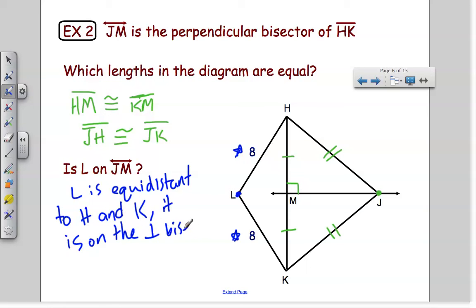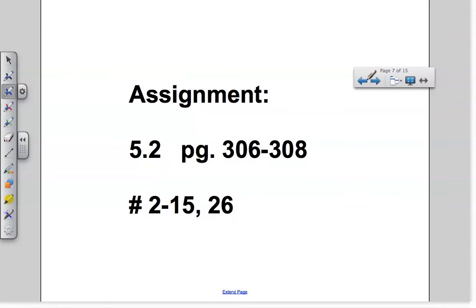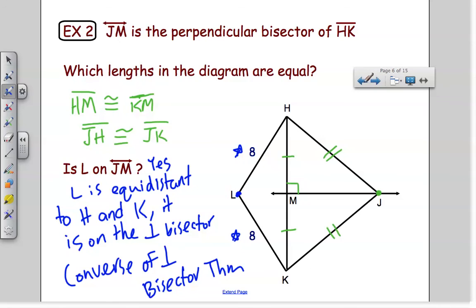Perpendicular, there's the symbol for that, bisector. So yes, it is on line JM. That's actually the converse of the perpendicular bisector theorem, as we just discussed. If a point's equidistant to the endpoints of a segment, it's on the perpendicular bisector. Okay, we got all our basics done with perpendicular bisectors, knowing that any point on the perpendicular bisector is equidistant to the endpoints of the segment that it perpendicularly bisects.